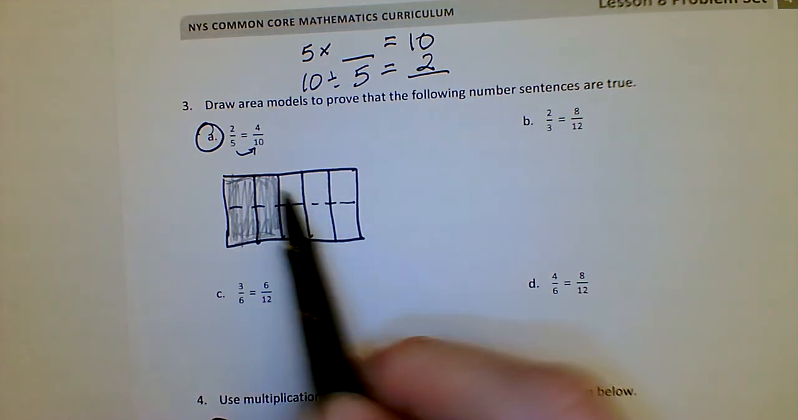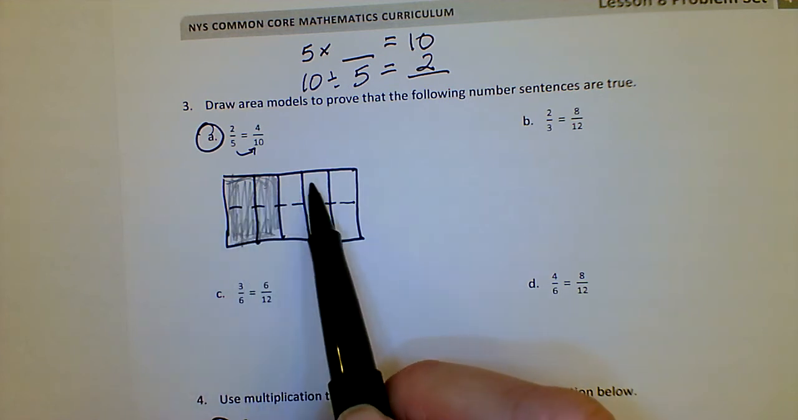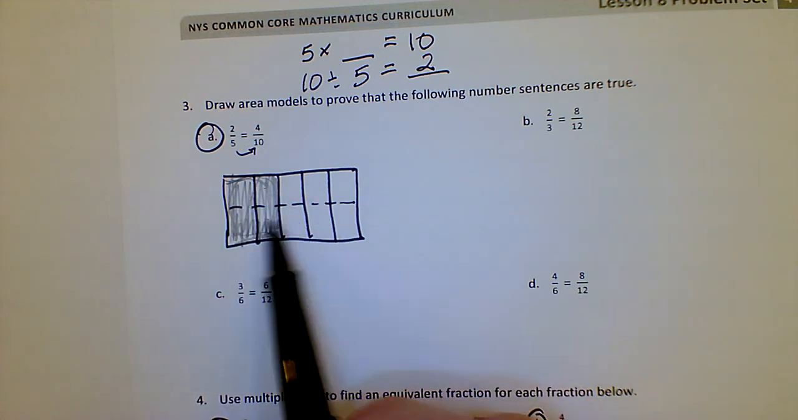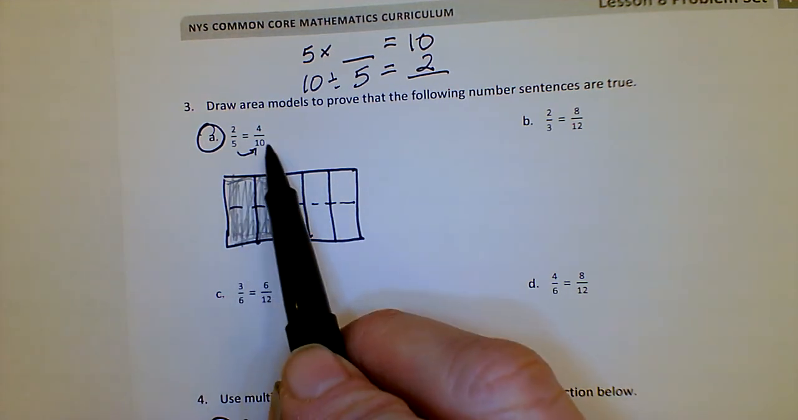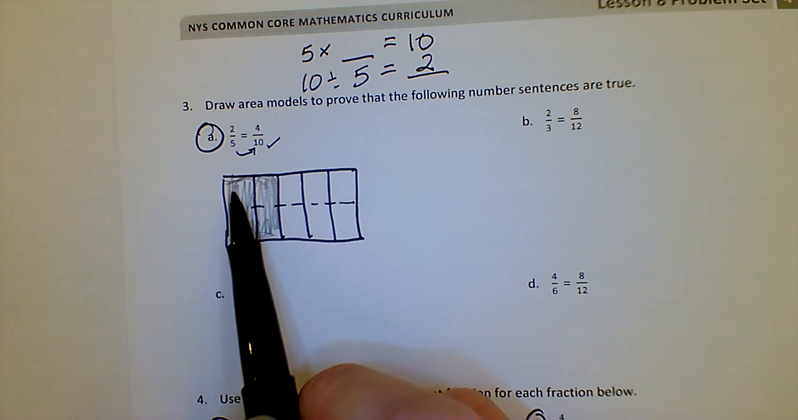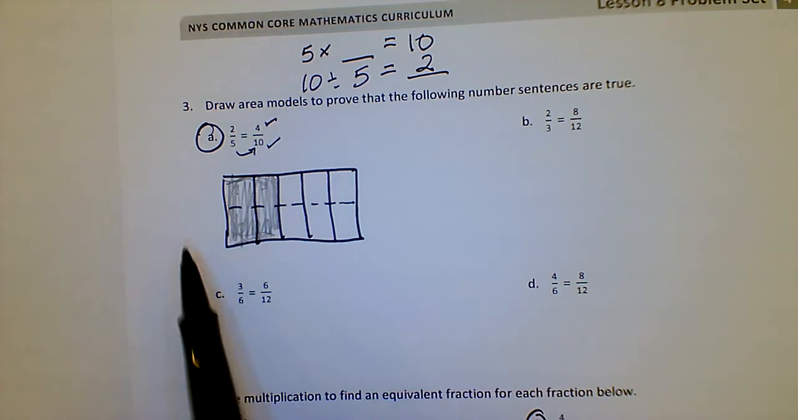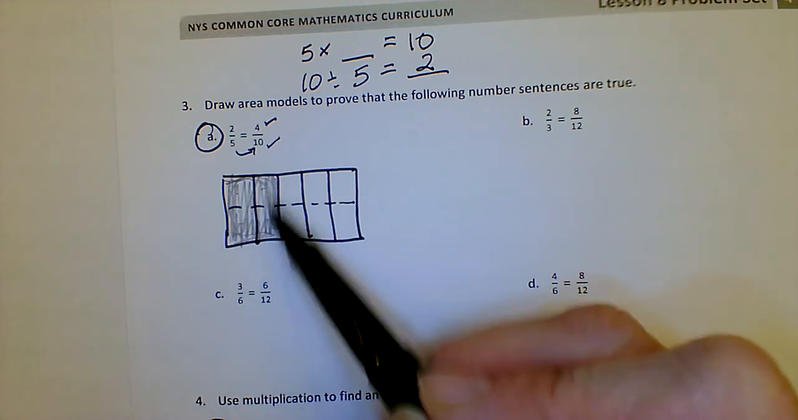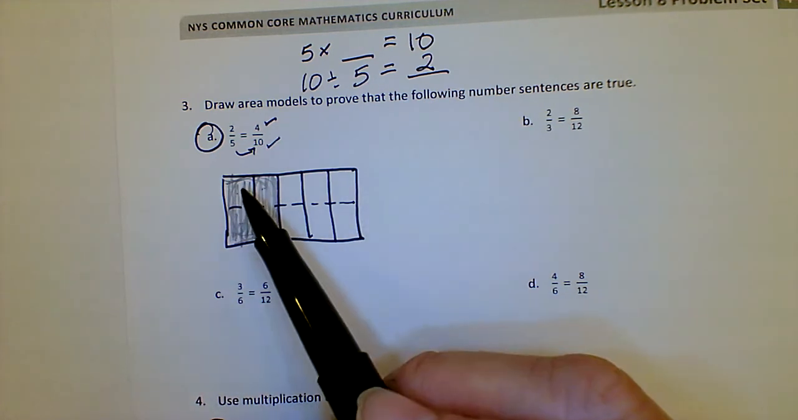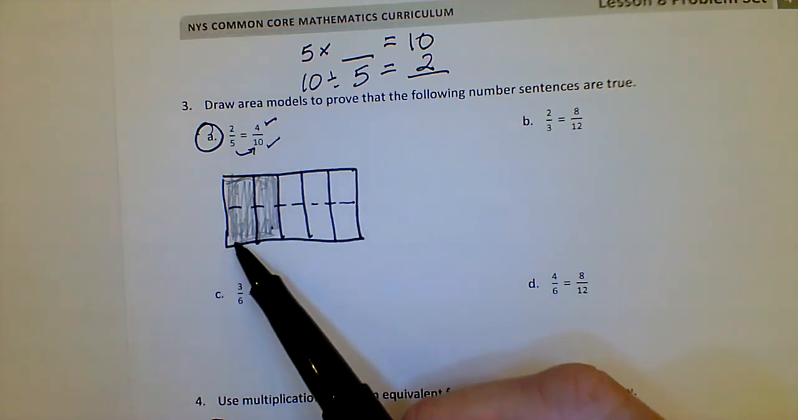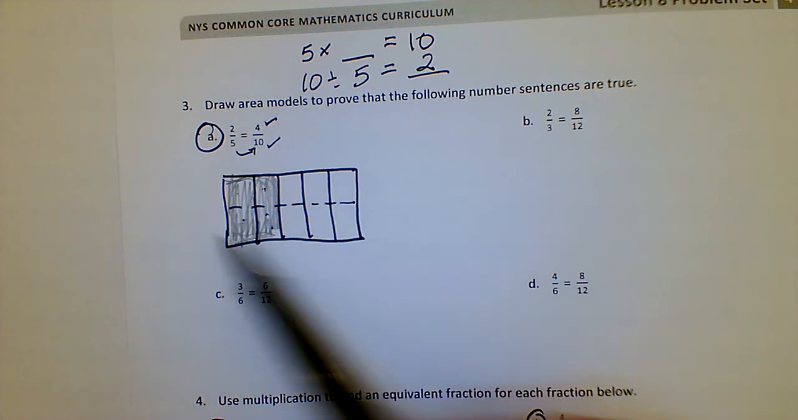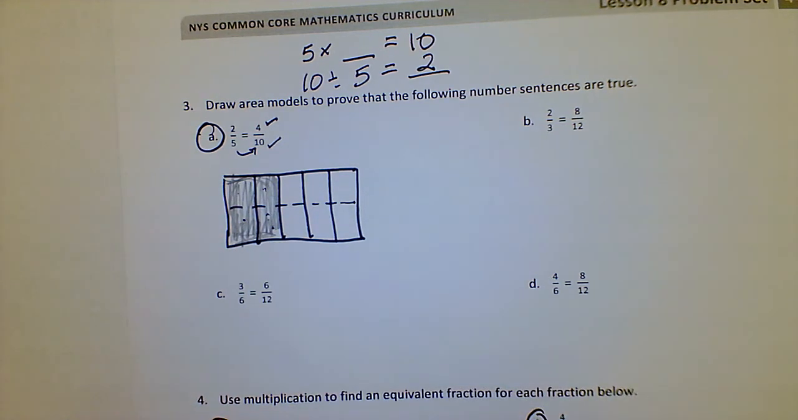And now what we just did was we turned this into tenths. Let's double check. 1, 2, 3, 4, 5, 6, 7, 8, 9, 10. So yeah, that's my denominator. And I have 1, 2, 3, 4 pieces, and that's my numerator. So we just showed how 2/5 is the same thing, or is equivalent to 4/10.